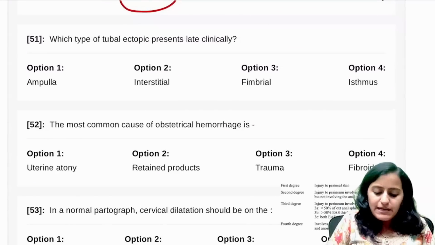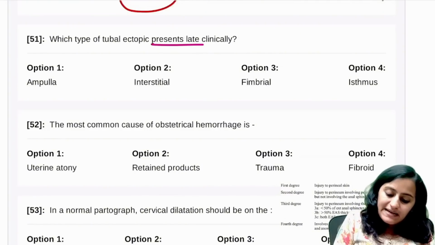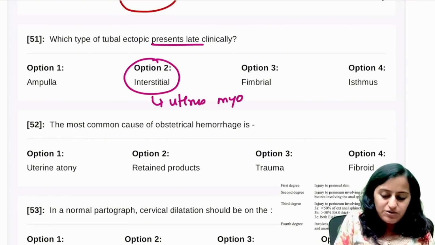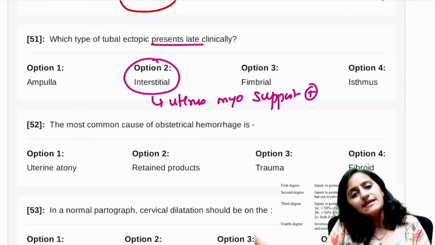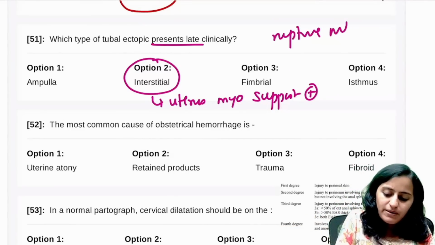Which type of tubal ectopic presents late clinically? The interstitial one. Why? Because it has the uterine myometrium support, and that is why it presents late, right? Which is the one which has rupture most commonly?